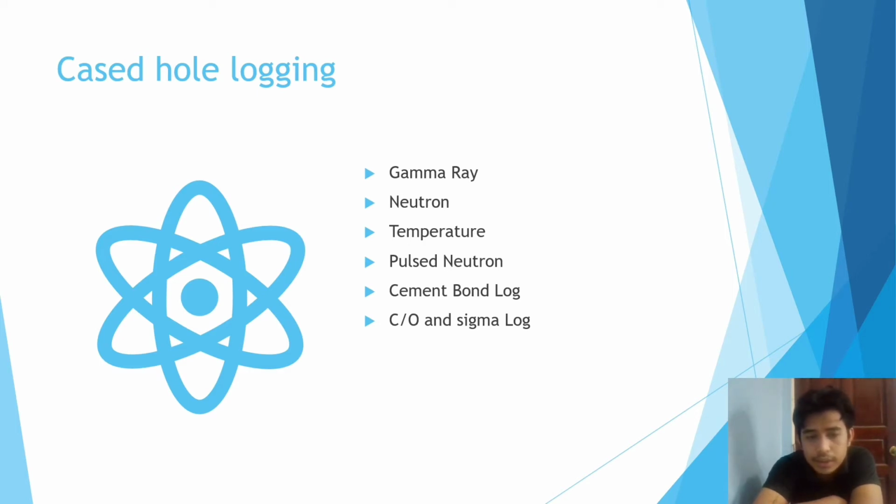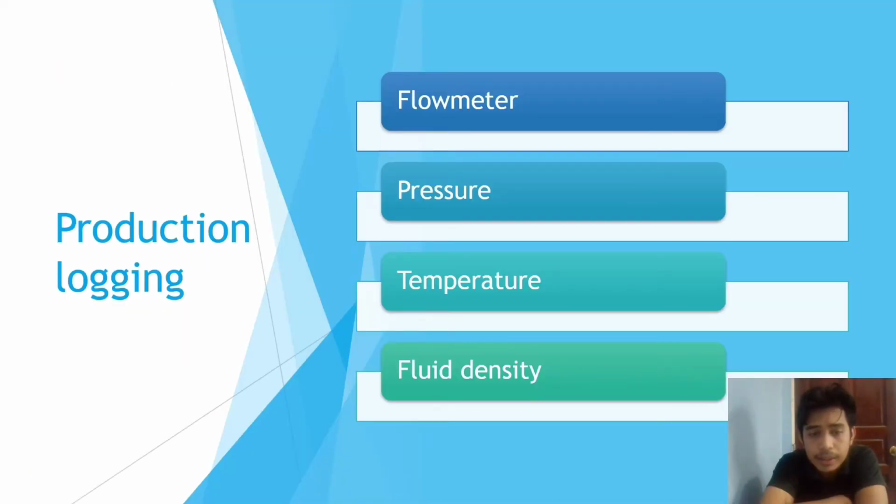Next is case hole logging. Case hole logging is logging surveys taken after the casing is lowered and are usually categorized as case hole logs. The surveys included in this group are gamma ray, neutron temperature, pulse neutron, cement bond log, C/O, and sigma log. Next we have production logging. Production logging is well logging surveys taken to improve production or repair the well. Surveys included in this category are flow meter, pressure, temperature, and fluid density.